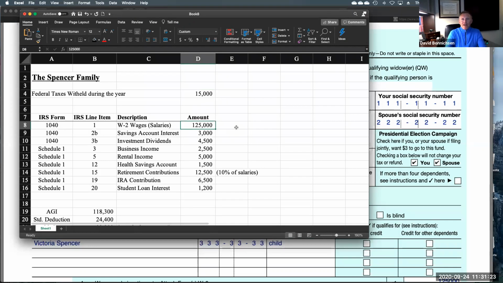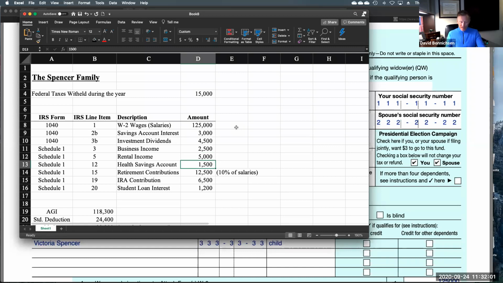We can see that they had gross wages, W-2 wages of $125,000. They earned $3,000 of interest from their savings account at the bank. They earned $4,500 of dividends from their investment accounts. It looks like one of them has a small business on the side because they had $2,500 of business-related income. And it looks like they may have a rental property because it shows that they have rental income in the amount of $5,000. They contributed to their health savings account.